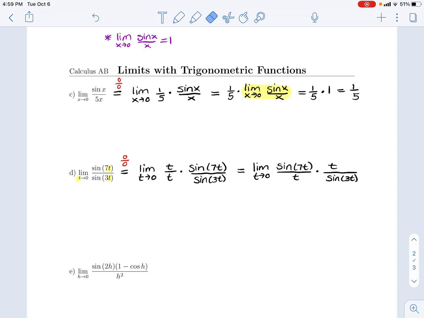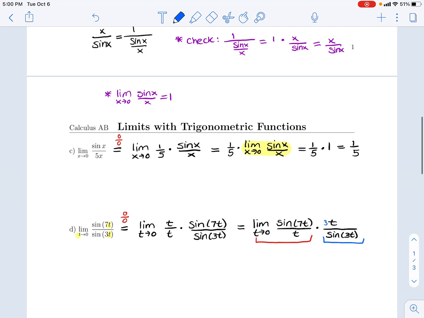Okay, so how does this help us now? Well, when we look at this piece here, we're almost there in terms of my goal, which was to look something like the limit as x approaches 0 of sine of x over x, so I can use that important limit here. I'm almost there. I just need a 7, right? Somehow I need to get a 7 in there. Okay, what about this one on the right? What do I need here? Well, I need a 3.